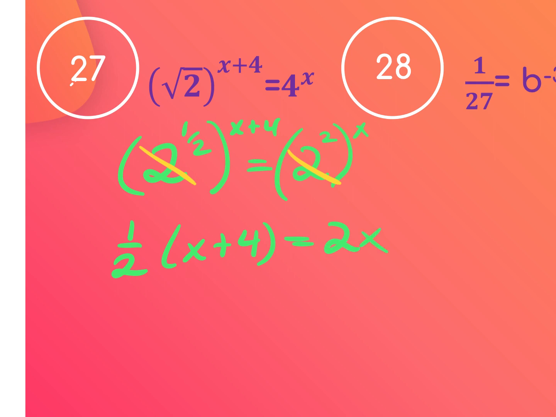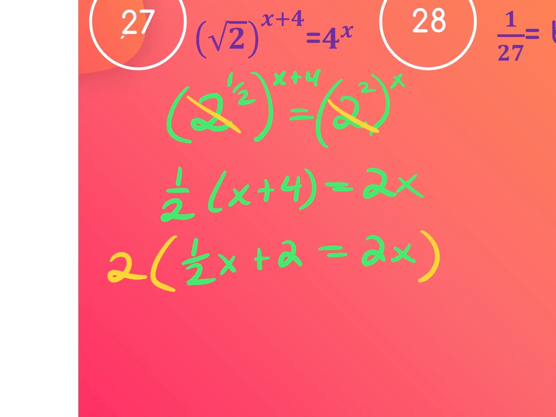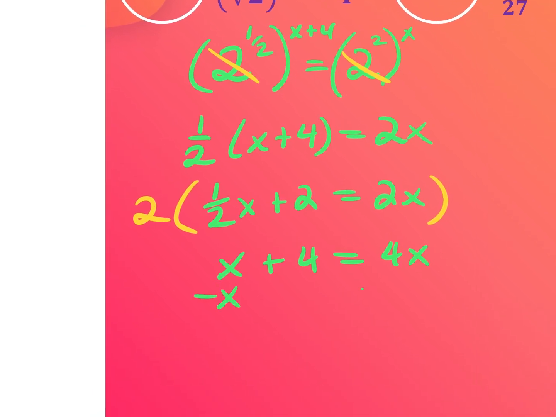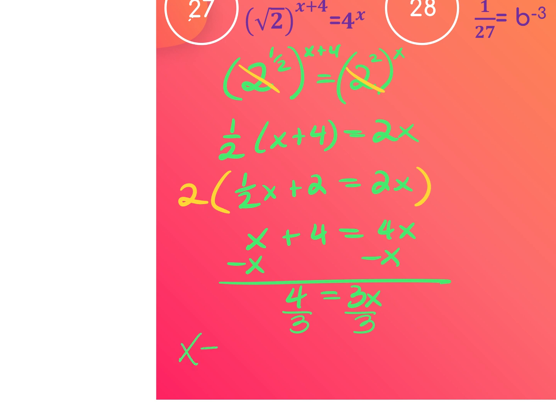I need to distribute the 1/2 to the x and to the 4. I end up with 1/2 x plus 2 equals 2x. Now, you can either choose to work with this as a fraction. I'm going to clear the fraction. I'm going to multiply everything by 2. I'm going to do it both ways for those of you who like to work with fractions. So what I can do here is multiply everything by 2. So when I distributed 2 to the first term, I end up with just x, and then 2 times 2, 4, and then 2 times 2x, 4x. And now it makes my problem a little bit easier to solve. Subtract x. 4 equals 3x. Divide by 3. And x is equal to 4/3.